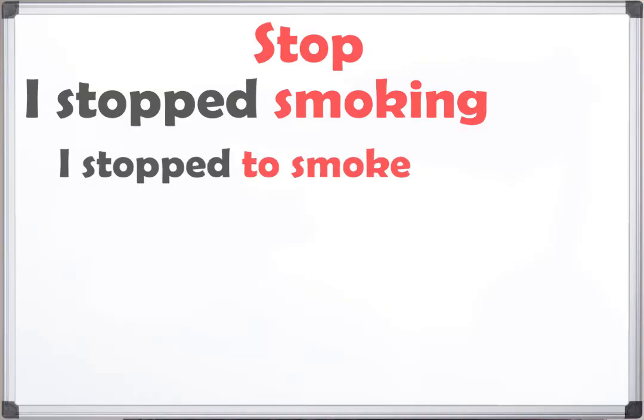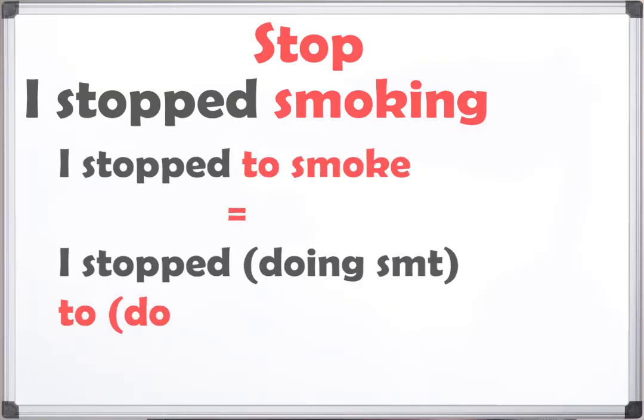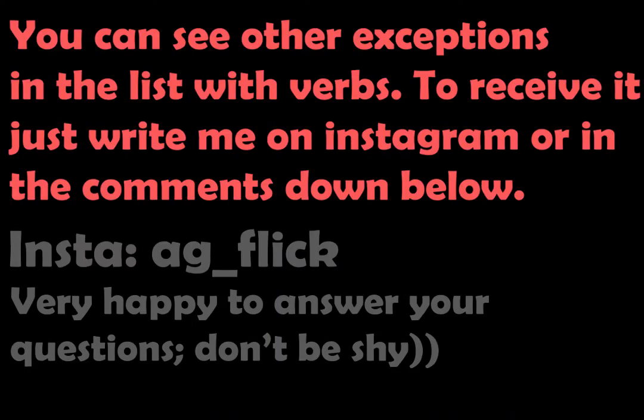So when we use stop with gerund, it means you finish the gerund action. If you were to use infinitive here, I stopped to smoke, now that means there is one action happening before smoke. And I finished that first action in order to begin smoking. So when we use stop plus infinitive, it means the infinitive action begins.